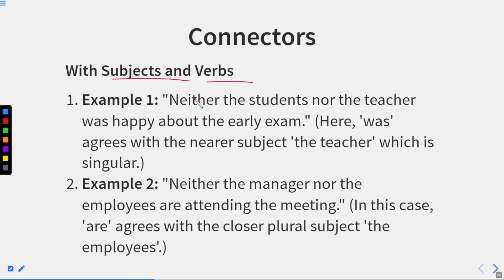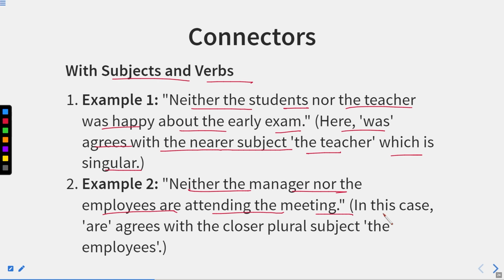With subjects and verbs: neither the students nor the teacher was happy about the early exam. Here, was agrees with the nearer subject, the teacher, which is singular. Neither the manager nor the employees are attending the meeting. In this case, are agrees with the closer plural subject, that is the employees.